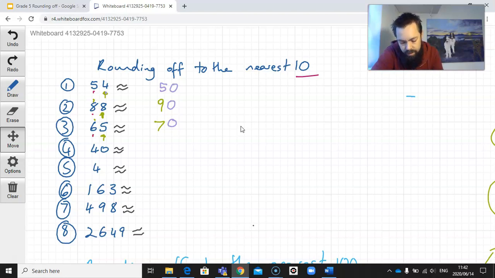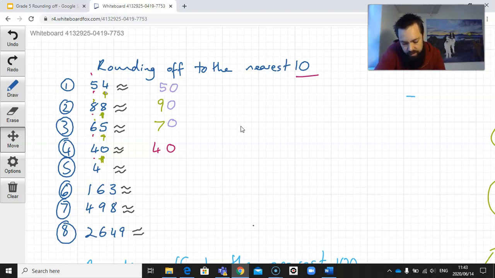Okay, next one. We're looking at the tens column. The units stays the same, so our tens stays the same, and our units is 0. So in fact, this one, rounded off, is staying exactly the way it was. So technically, we could put an equals there as well, although for all of the rounding ones, I think you can put a roughly equals to.